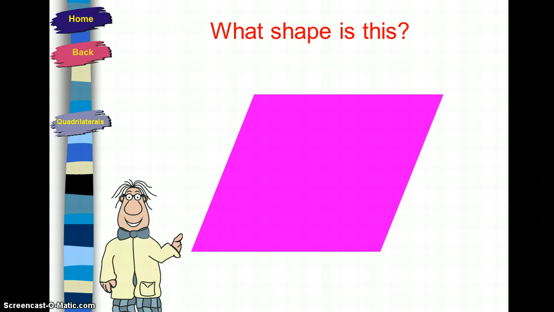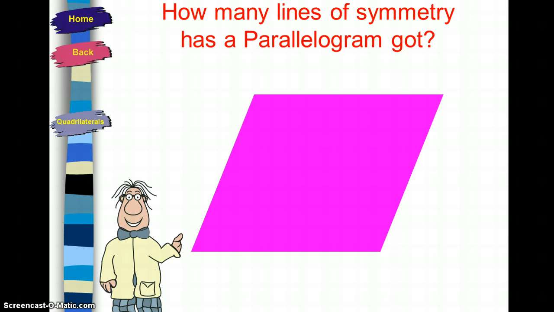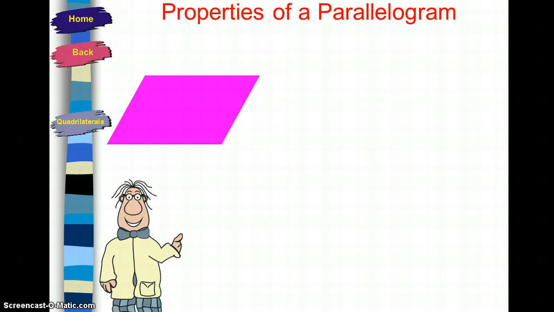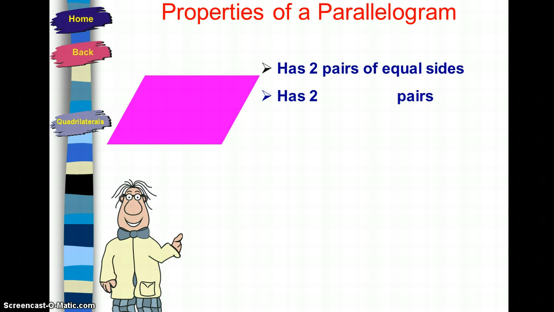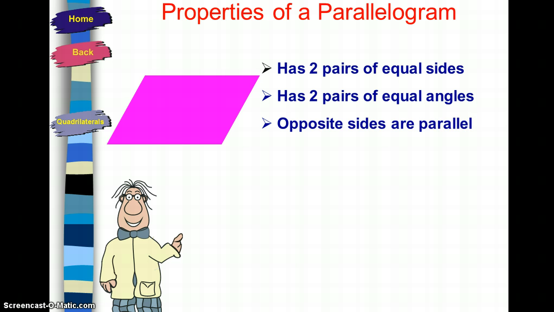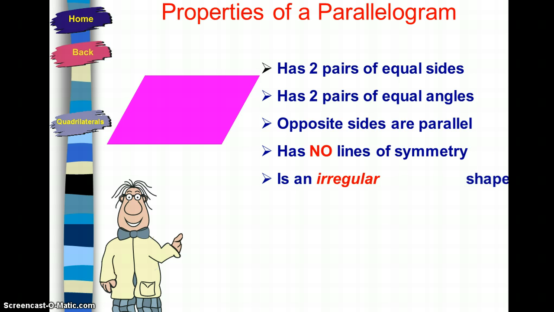We've got 2 pairs. What's this one? Parallelogram. Right, so what's the difference? Opposite sides are parallel. No lines of symmetry. Can't do any fancy folding and have it fold onto itself unless it's a rectangle, which is a special parallelogram. 2 pairs of equal sides, 2 pairs of equal angles. Opposite sides are parallel, has no lines of symmetry. It is an irregular shape.